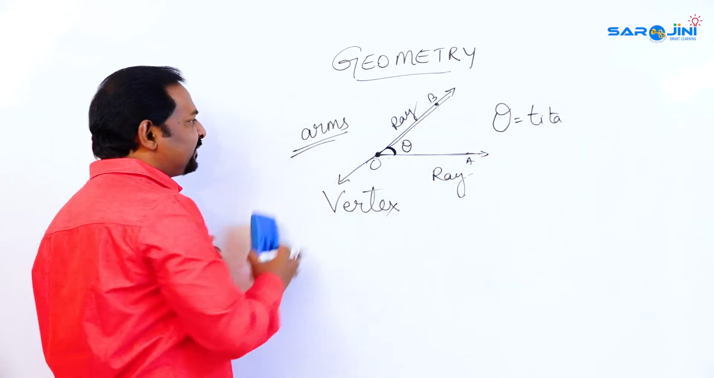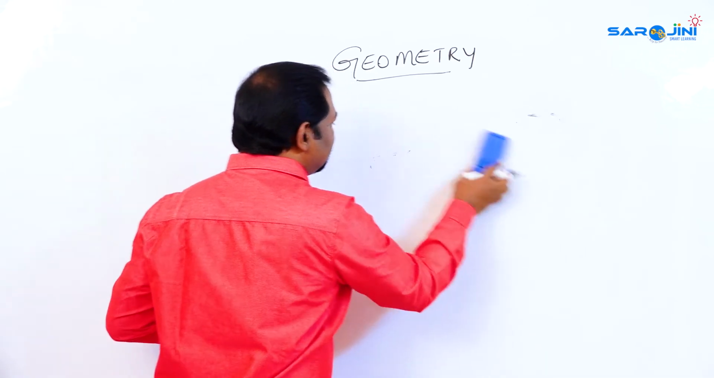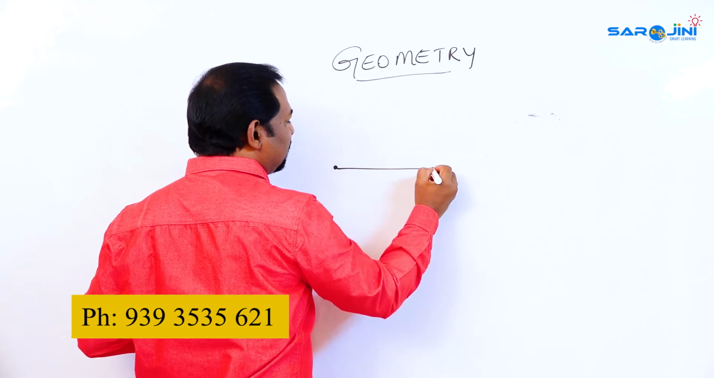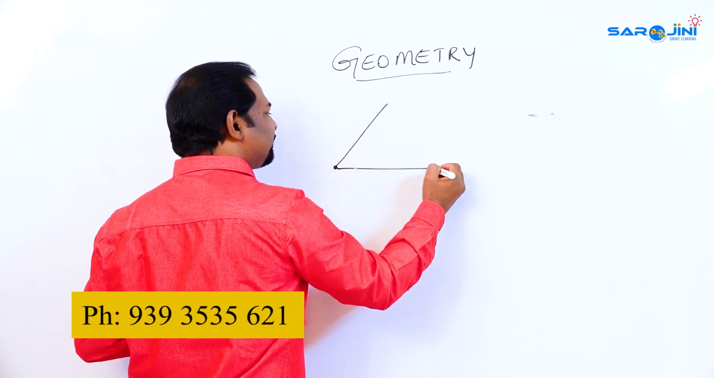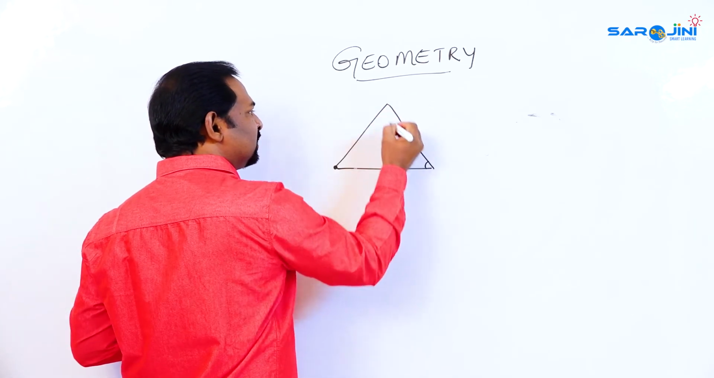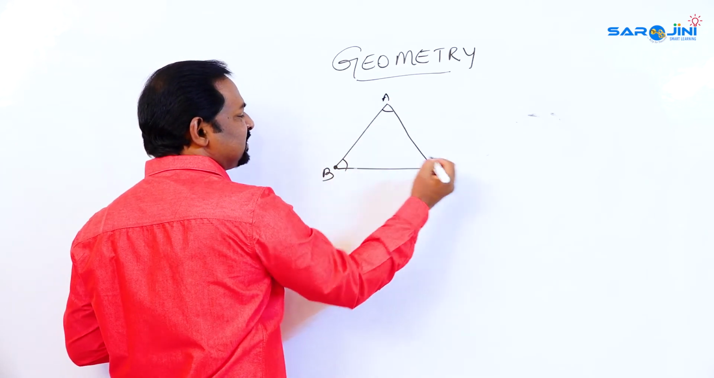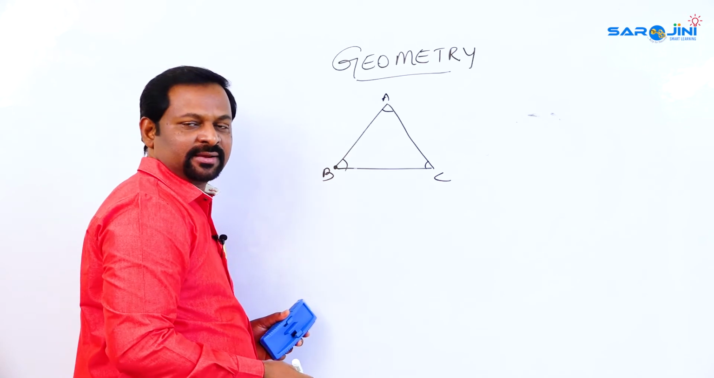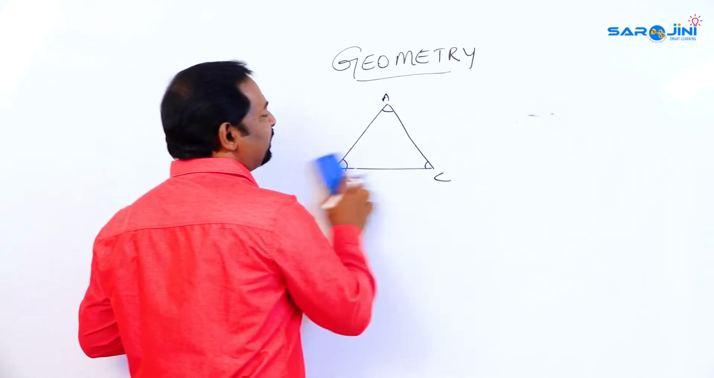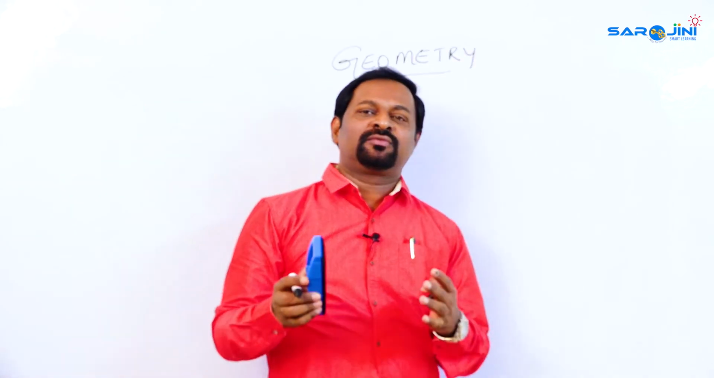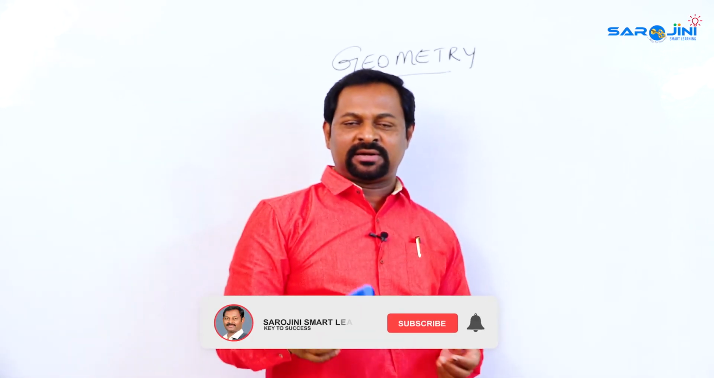Okay. So like that, here if you find a point and one arm, a second arm, and from here a third arm, there are 3 angles that will form, say A, B and C. So this is called a triangle. So this is a simple way to remember. In triangles also, how many types of triangles are there? What are they? That we'll learn in detail.